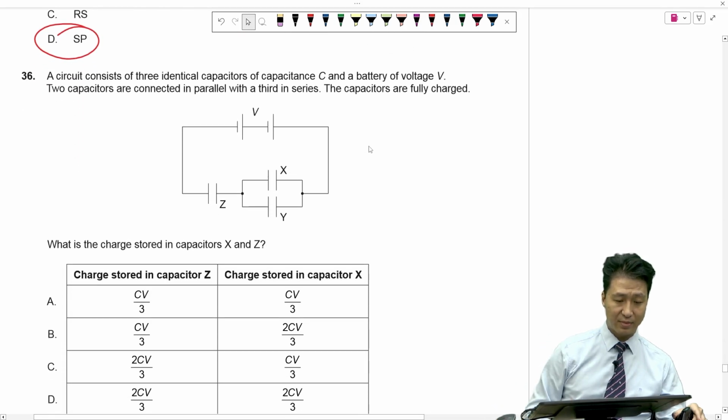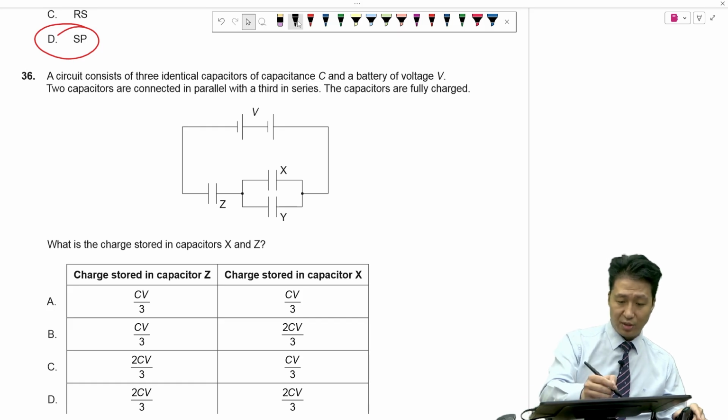Number 36. A circuit consists of 3 identical capacitors of capacitance C and a battery of voltage V. 2 capacitors are connected in parallel with a third in series. The capacitors are fully charged. What is the charge stored in capacitors X and Z? Okay, number 1. Let's get the total capacitance.